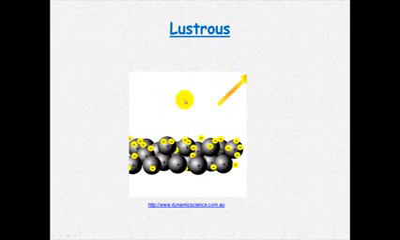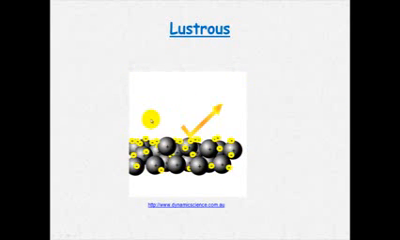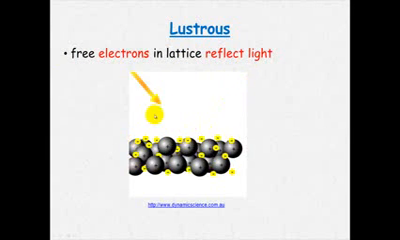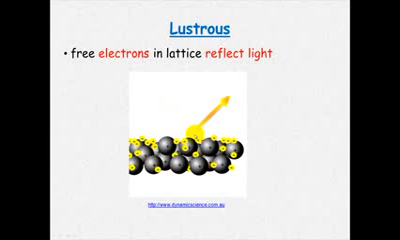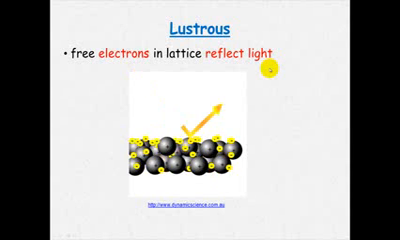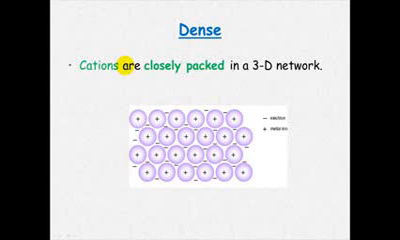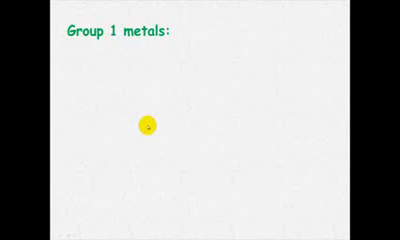And they are lustrous, and the reason that they're lustrous is that the free electrons in the lattice can reflect light. And you can see here the light bounces off, hits the free electrons and is reflected, and that's what causes reflection. They're also dense, and we've already pretty much discussed this. It's because of the electrostatic attraction between the cation and the delocalized electrons.